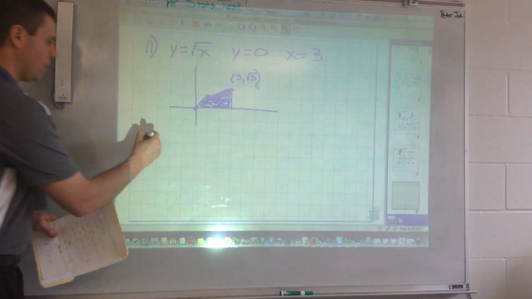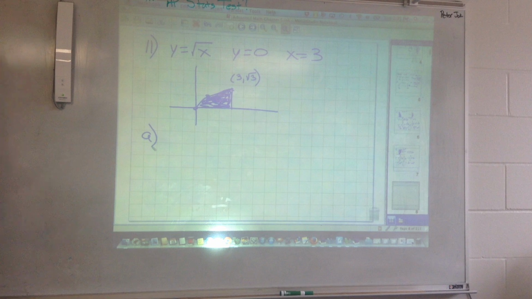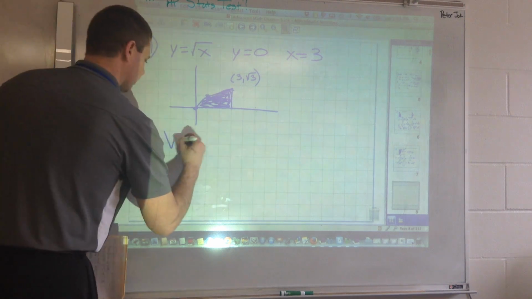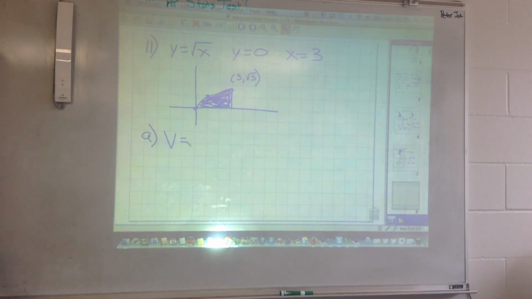In part A, they simply want us to rotate it 360 degrees around the x-axis. That's an easy one. You'll just use your common disk method because it's solid to the x-axis. Let's just go ahead and set it up. I'll save that for you to actually do.